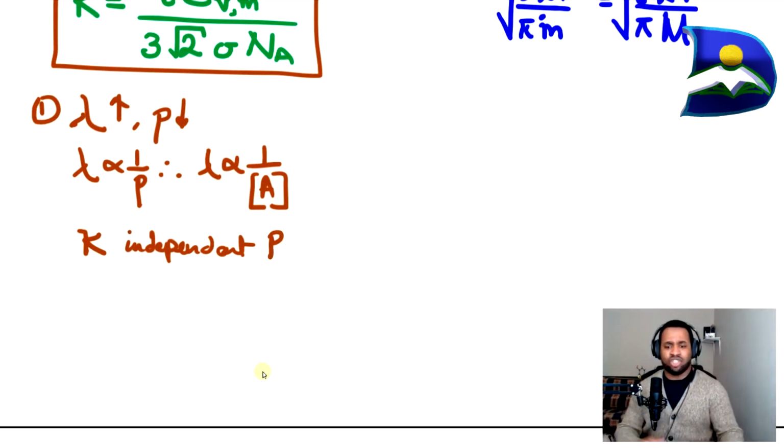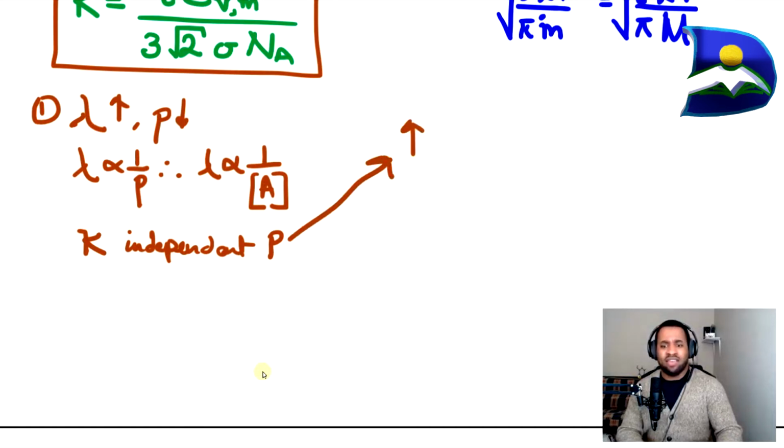So at very high pressure, you actually have this independence between pressure and K to be established. So what is the implication of this? Why is this the case?